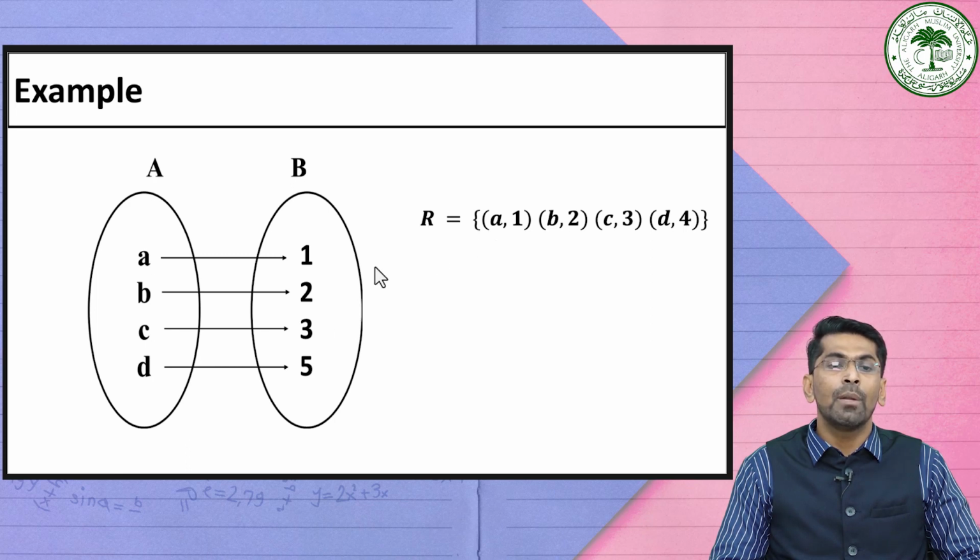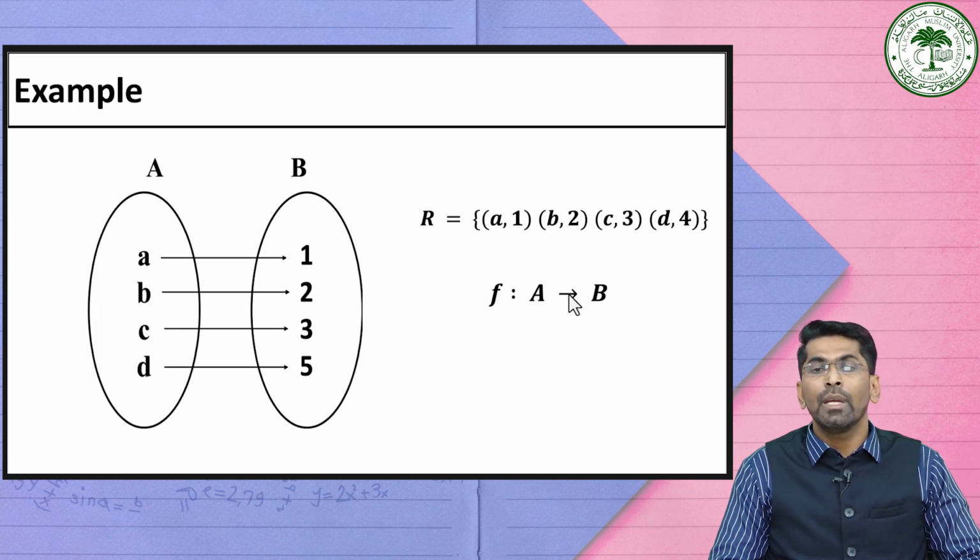R is the relation, which is, see, what are the ordered pairs? A to 1, B to 2, C to 3, and D to 5. Wrongly written it is 4 here, but it is 5. So we observe that in a function, no two ordered pairs have the same first element. Symbolically, a function we can write as f is the function from A to B. See here, for each element of the set A, there is exactly one corresponding element in set B.